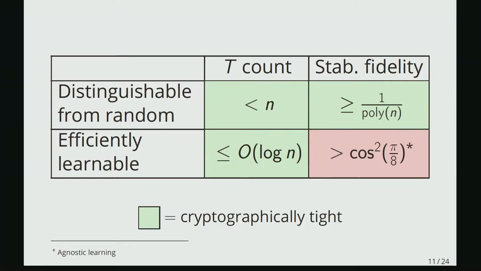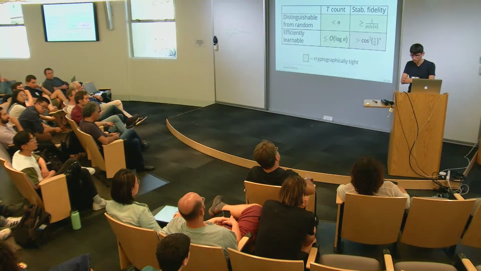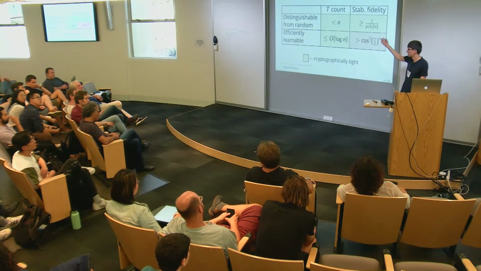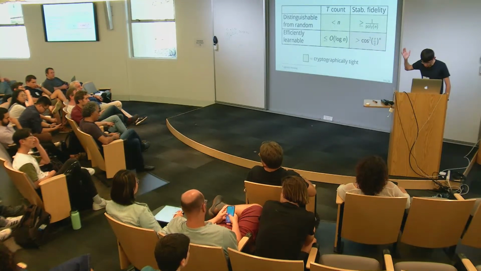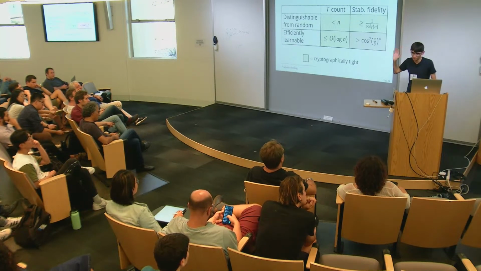So when you say that these results are cryptographically tight, do you mean that, for instance, if you have more than log n T's, then there is no hope of having an efficient learner? Exactly. If you could learn states that have more than log n T gates in polynomial time, that would imply a new breakthrough in cryptography, basically.